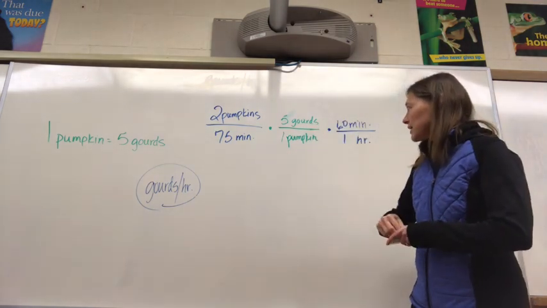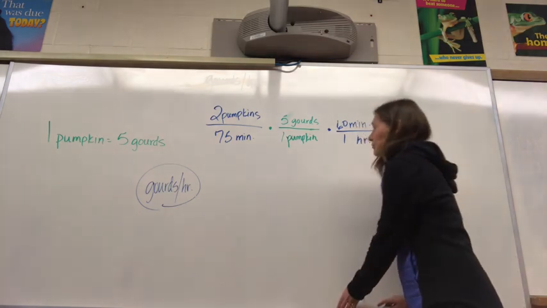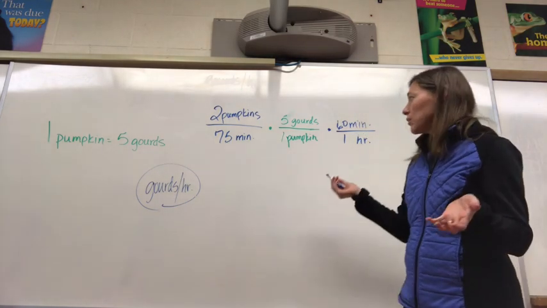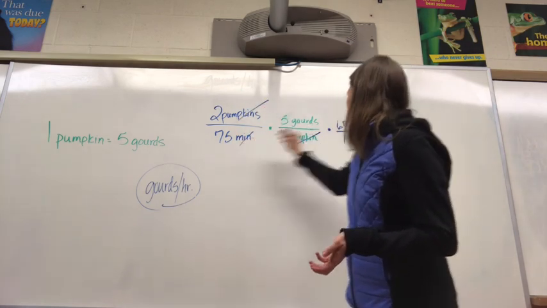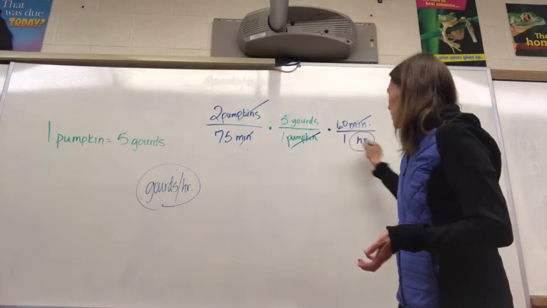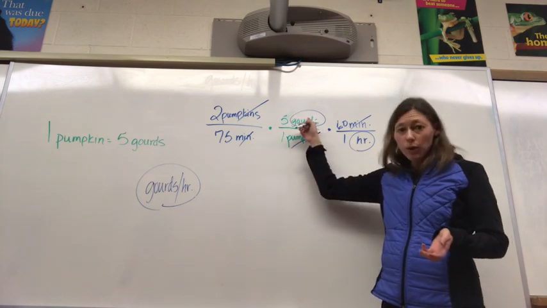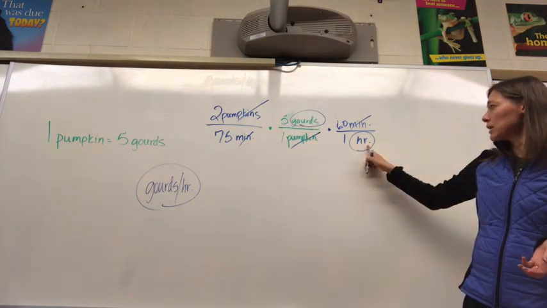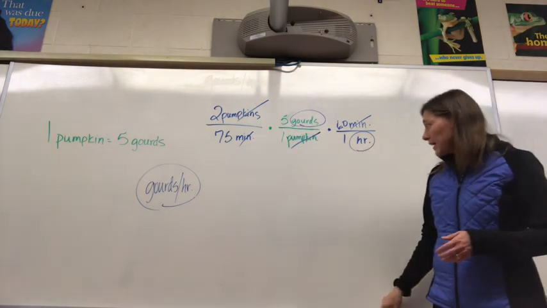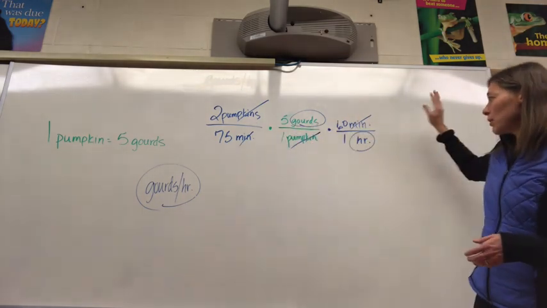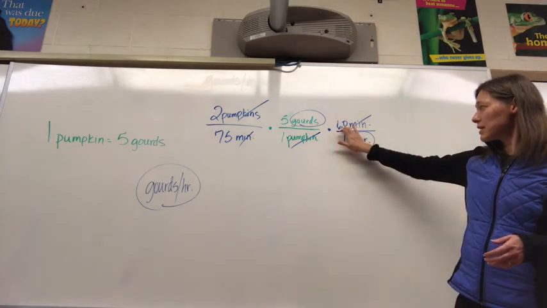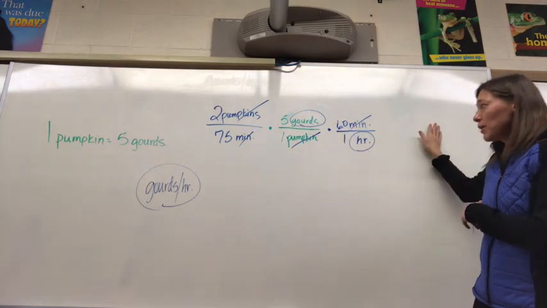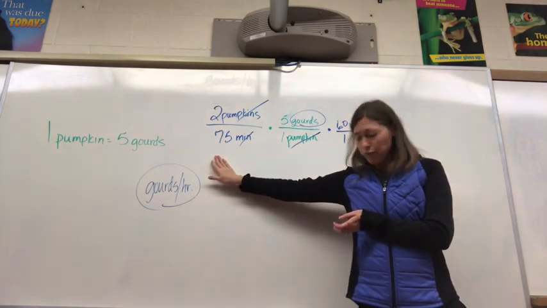And now we get to cancel things out. That's the fun part. So first let's look at the units. I'm going to cross out pumpkins. I'm going to cross out minutes. And now we're left with gourds and hours. So I can just multiply straight across and go 2 times 5 times 60, which ends up being 600, and I can divide by 75.